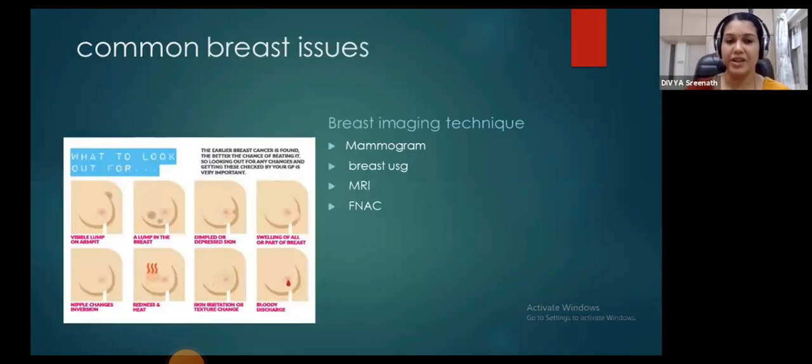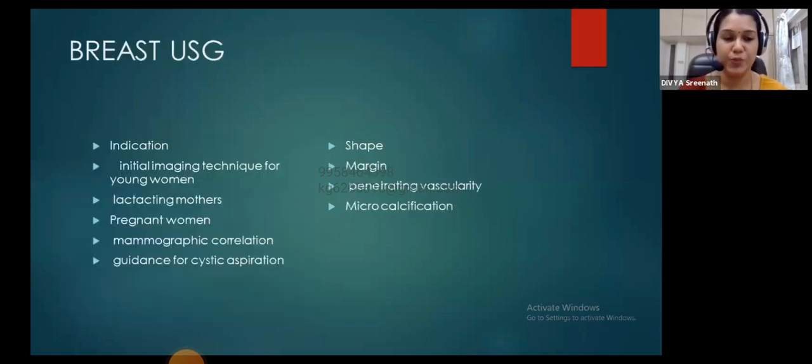Next is the breast tissue. Some of the common breast diseases you may get in your OPD: the patient may complain of a lump in the breast, or there may be pain, or discharge like bloody or yellowish discharge from the nipple, or even some redness. So it is always advised to do a screening test, either a mammogram or a breast USG. Or even if a cyst is there, we can also do a fine needle aspiration. If the patient is of younger age, or if the patient is pregnant or a lactating mother, we can do a breast USG.